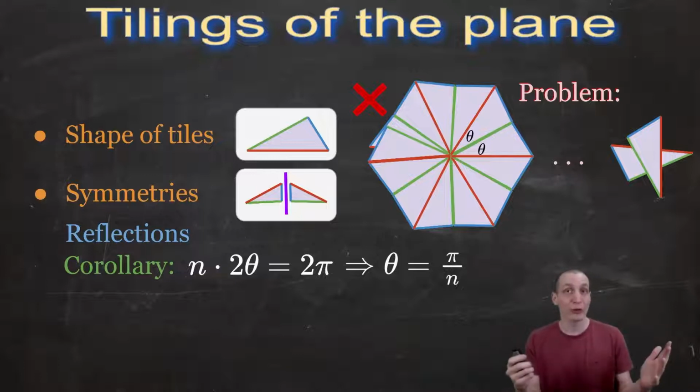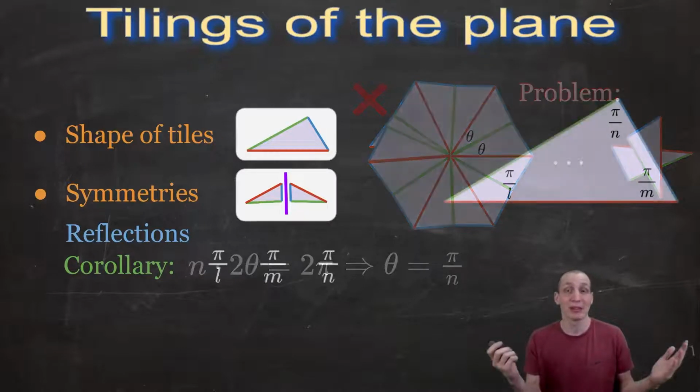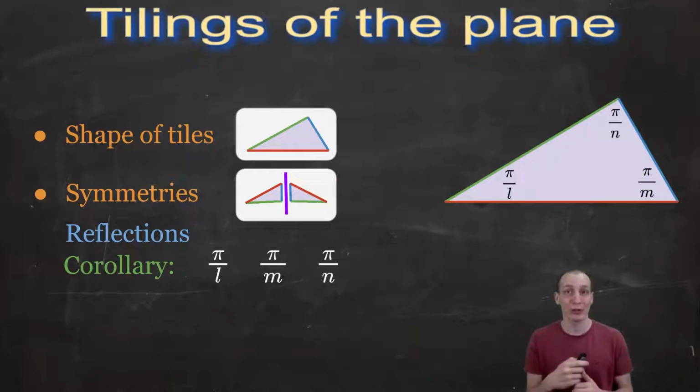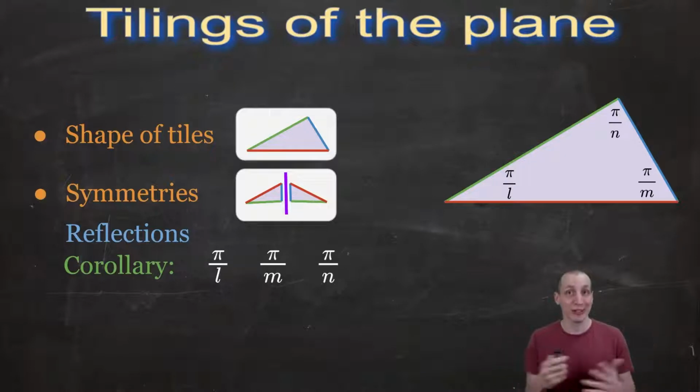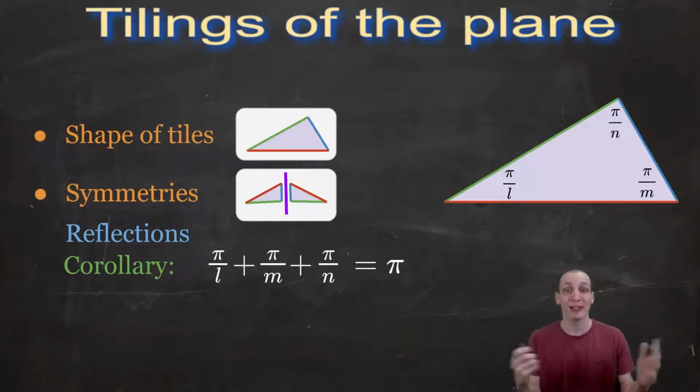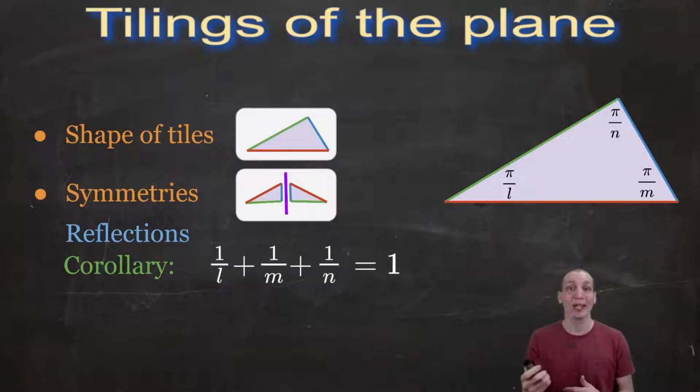Okay, so this is true for a single angle, but this must be true also for the other angles as well. So our triangle has the angles theta divided by n, theta divided by l, and theta divided by m. Well, this is a triangle in the plane, so we know something about the sum of the angles: the sum must be pi, and if we divide by pi, then 1 over L plus 1 over M plus 1 over N equals 1.